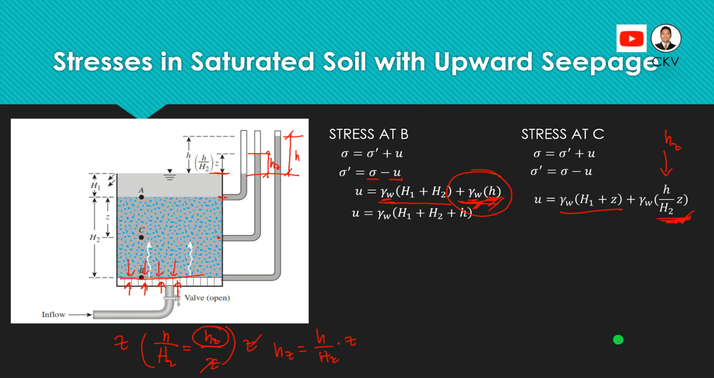The main difference is that we have an additional pore water pressure due to the upward seepage. Okay, so we can combine the three heights. We add the three, and we're now able to determine the pore water pressure.